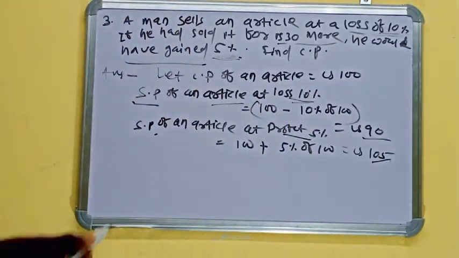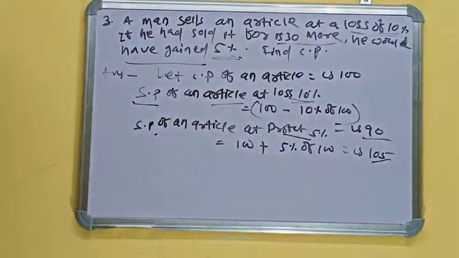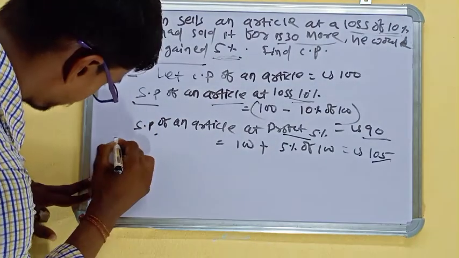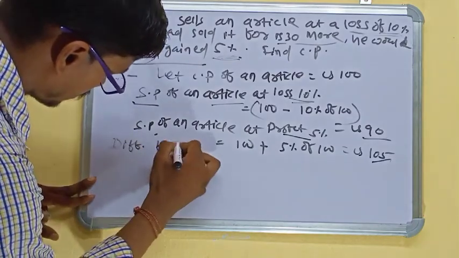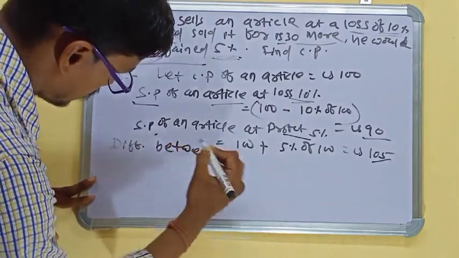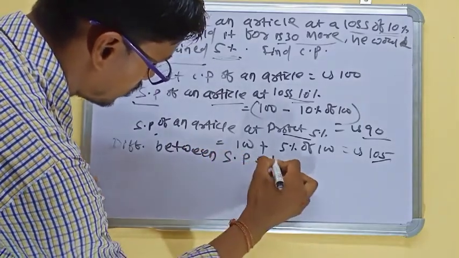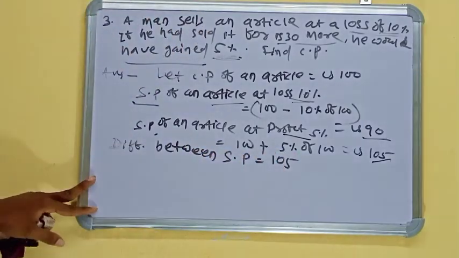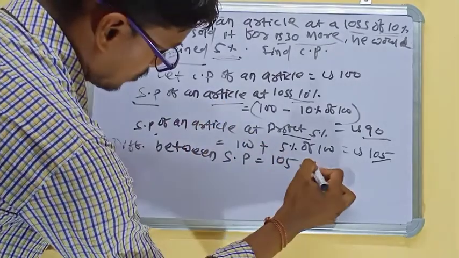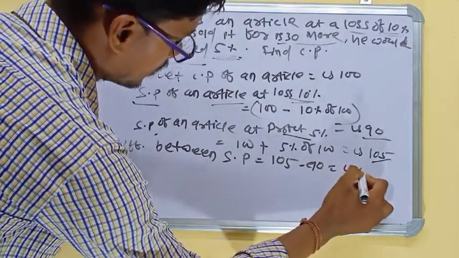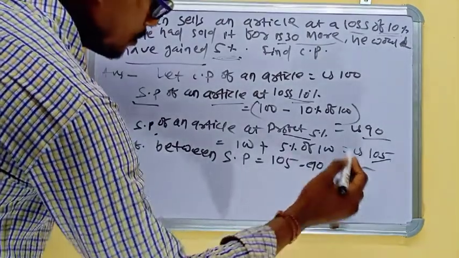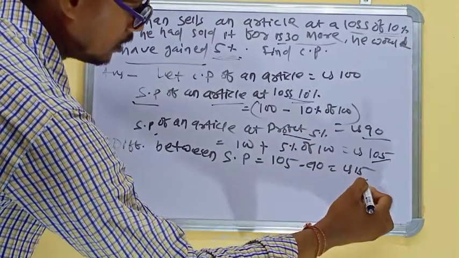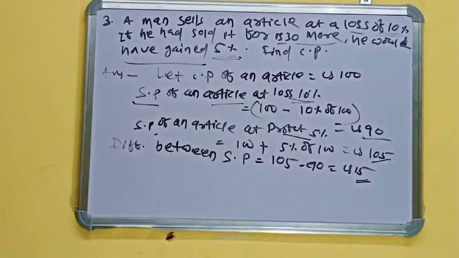Then the difference between the SPs is equal to 105 minus 90, which is equal to rupees 15. Here the difference between the selling prices is equal to rupees 15.